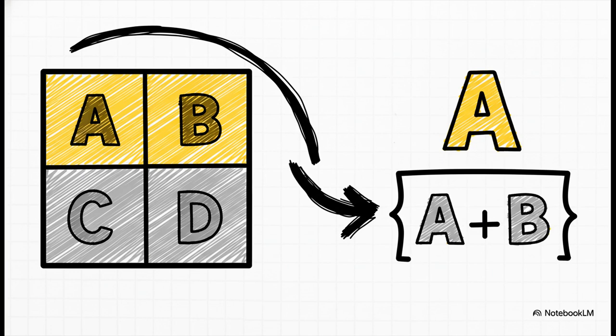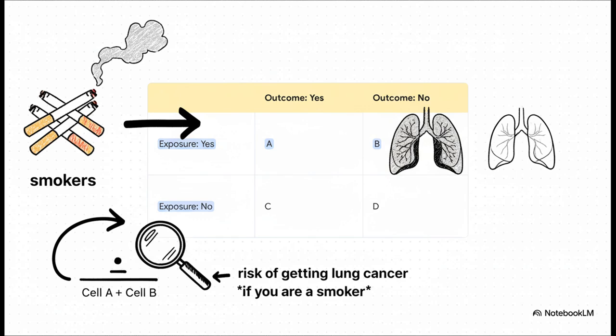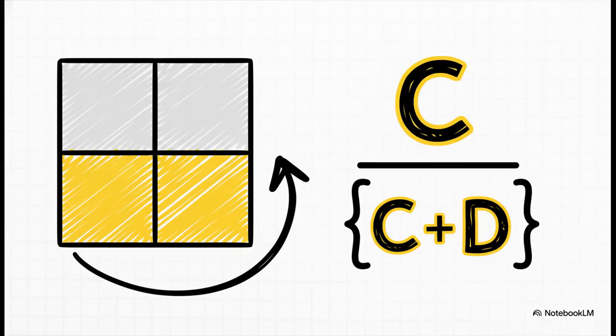The formula is pretty simple. It's A divided by the sum of A plus B. And you can see the logic of this right here on the table. We take the number of smokers who got lung cancer, that's cell A, and we divide it by the total number of smokers in our study, which is everyone in cell A plus cell B. And boom, that gives us the risk of getting lung cancer if you are a smoker. Of course, to know if that risk is actually high or low, we need something to compare it to, right?